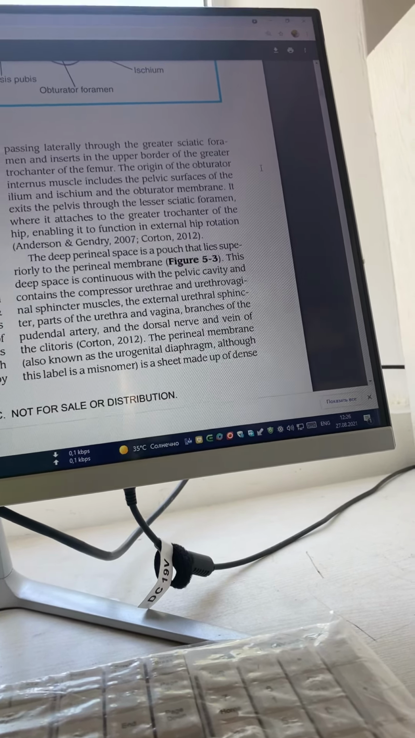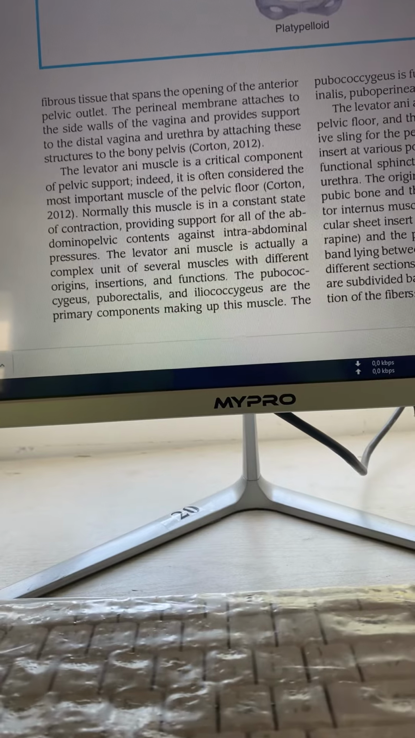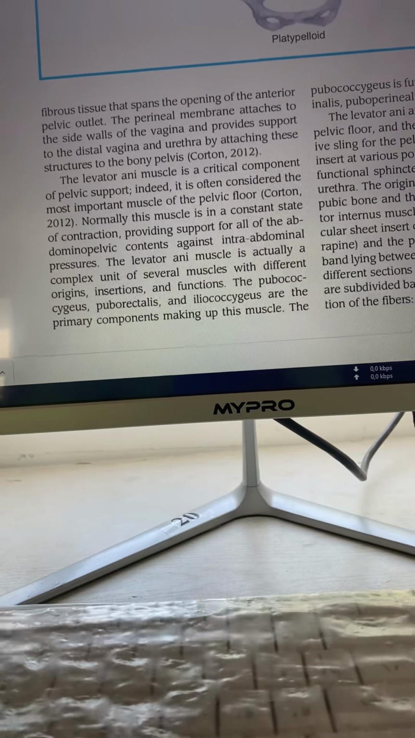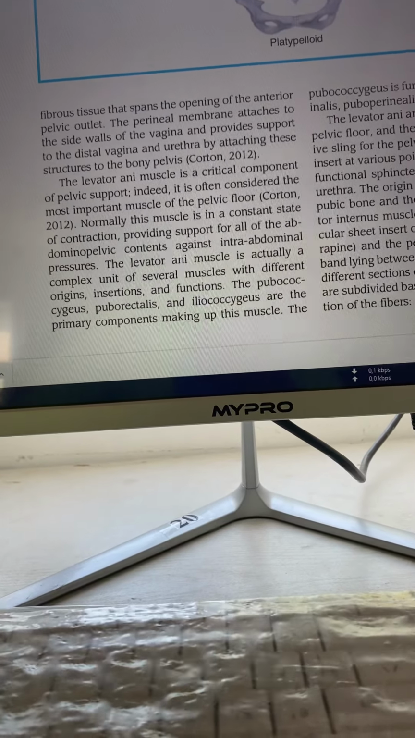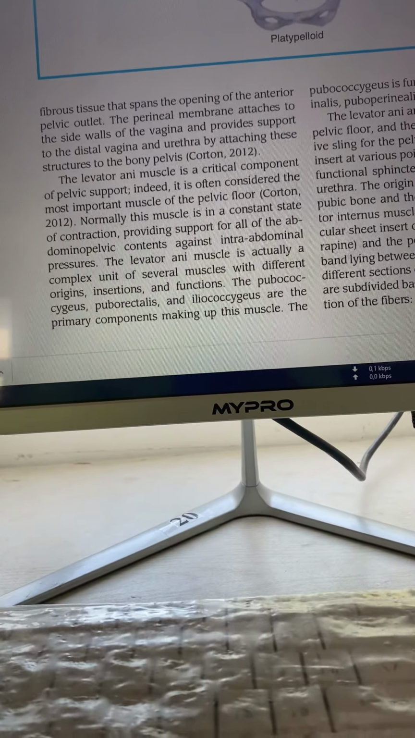Fibrous tissue that spans the opening of the anterior pelvic outlet, the perineal membrane, is attached to the side wall of the vagina and provides support to the distal vagina and urethra by attaching this structure to the bony pelvis.